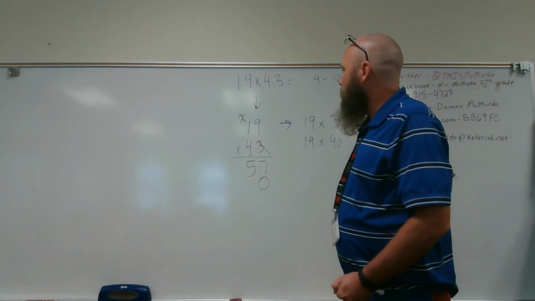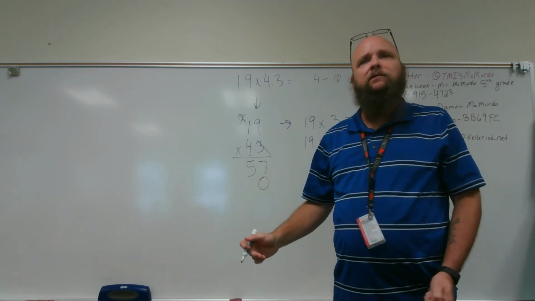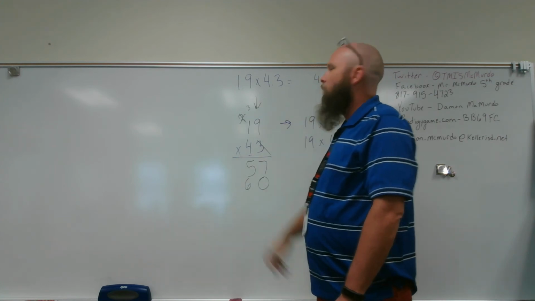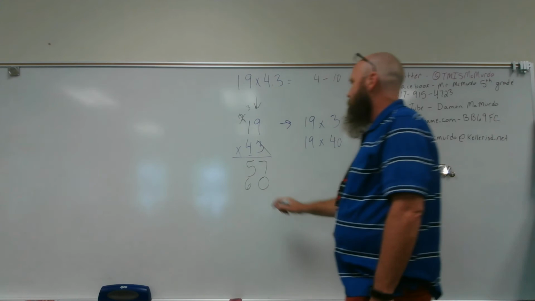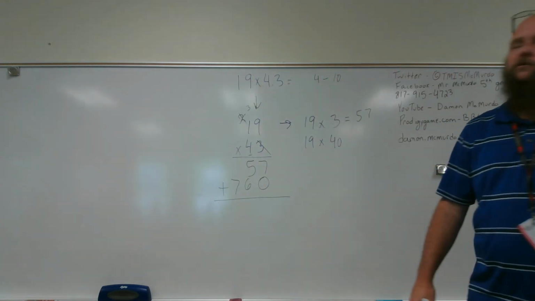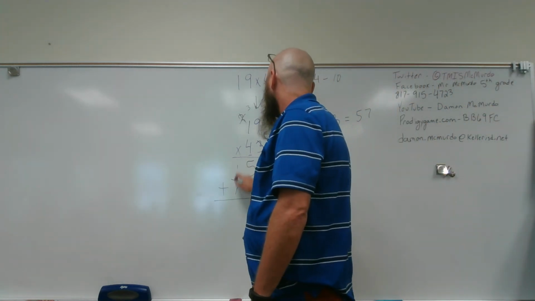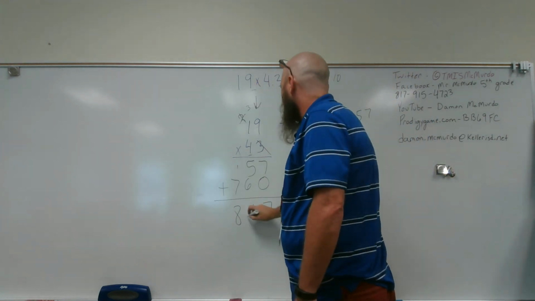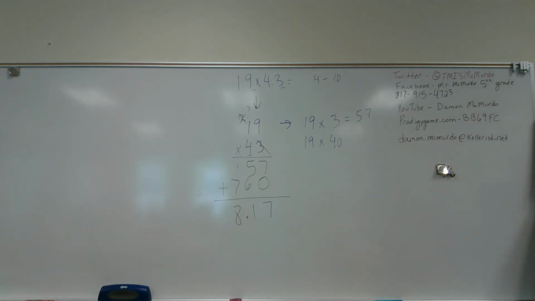So now I take my 4 times 9 is 36. 4 times 1, 4, plus 3, 7. I find the sum of those two products. I have 7, 11, 711. 2 numbers behind my decimal point. You should have gotten 8 and 17 hundredths.